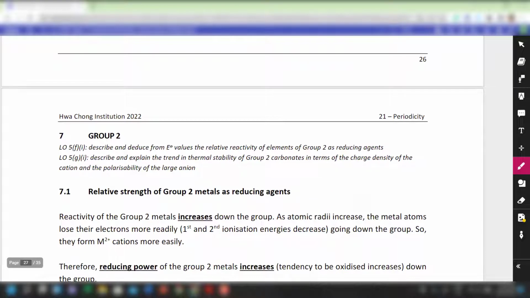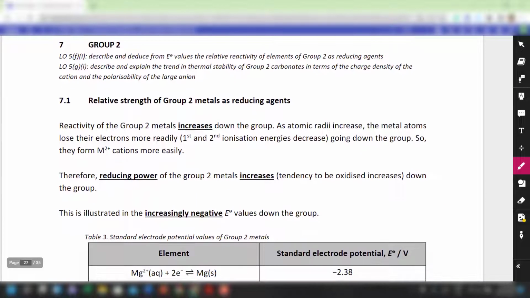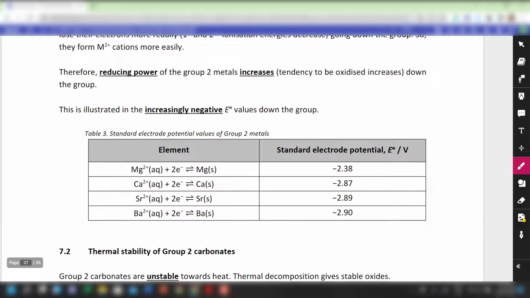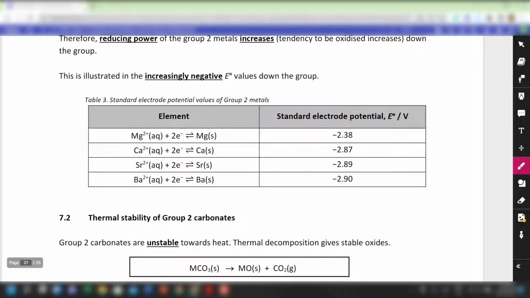Alright, we'll move on to section 7, where we'll talk about group 2. The relative strength of group 2 metals as reducing agents can be estimated or seen from the standard electrode potential. As you look at the standard electrode potential, it becomes increasingly more negative. So therefore, you would expect the reducing power of the metals to increase down the group.